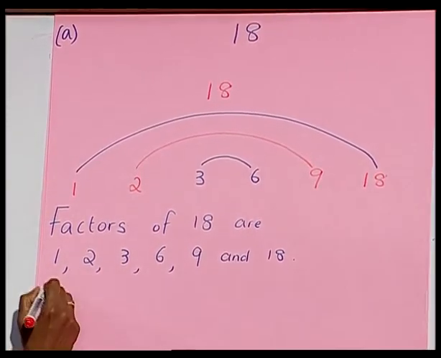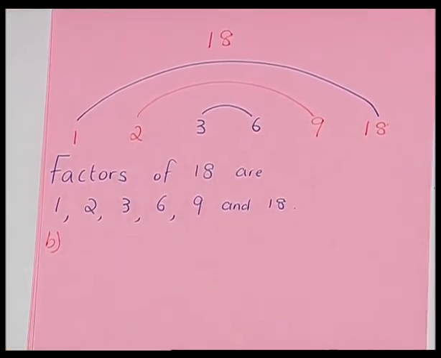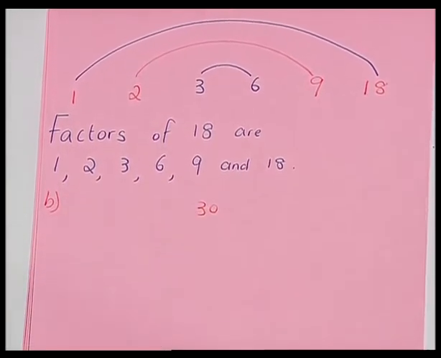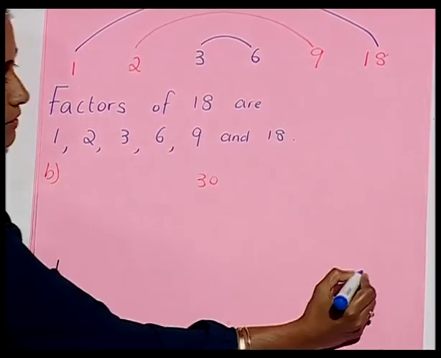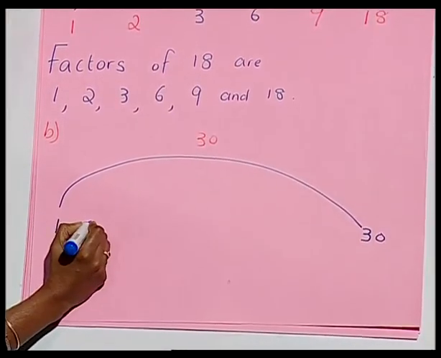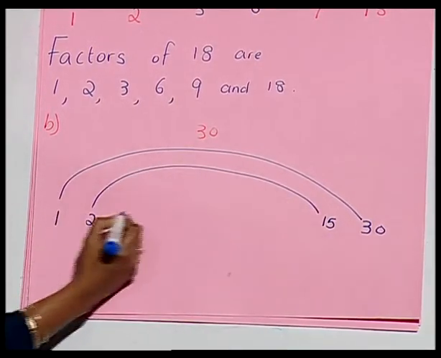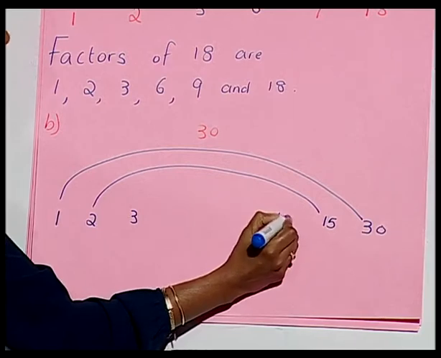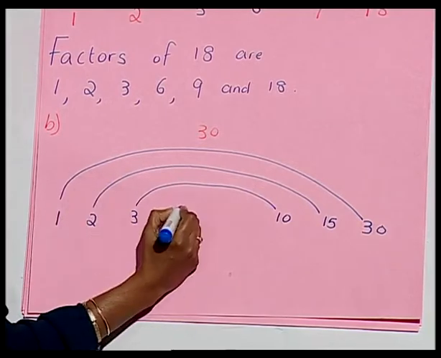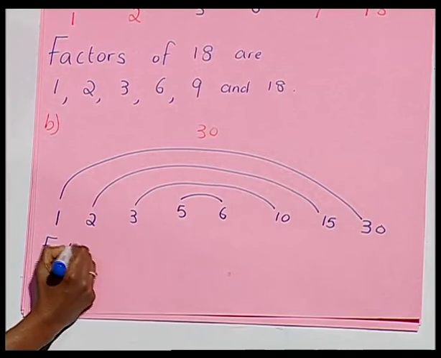So part B, I need to find the factors of 30. So we need to find two numbers which when multiplied together give us 30. So the first one will be 1 times 30. I'm going to have a product of 30. Then we have 2 times 15. 3 times 10. Are there any other numbers which when multiplied give us 30? Yes, 5 and 6.